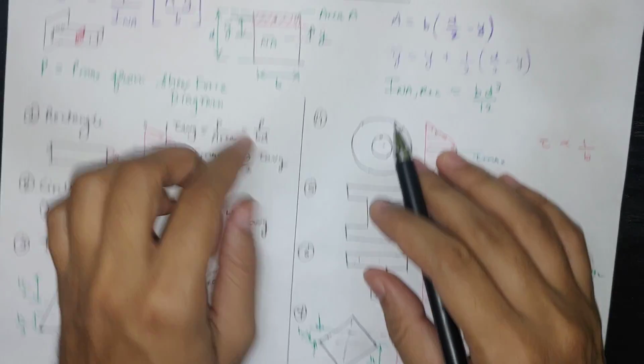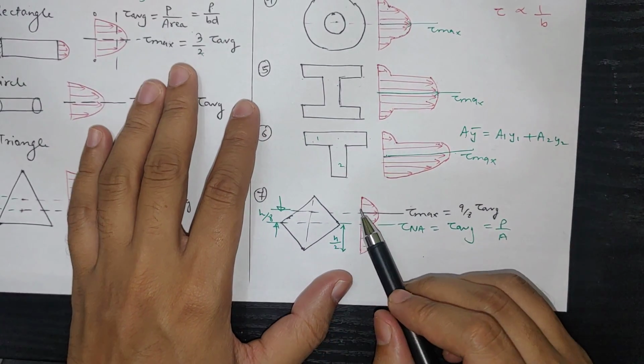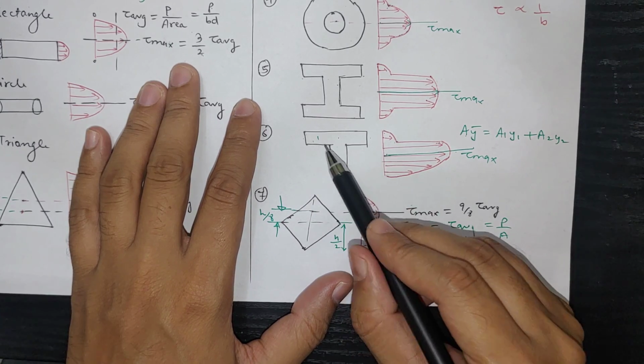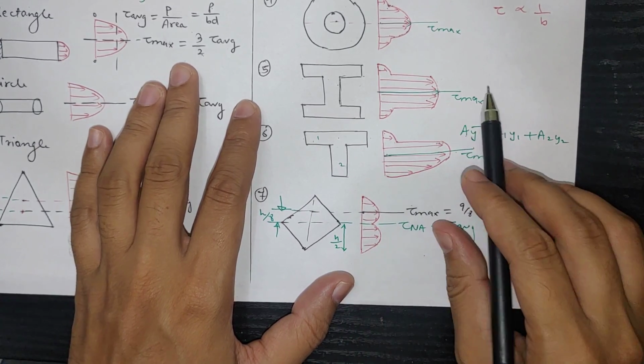Directly we can calculate and put it in this formula. And the b value here and here will be different, so there are two b values. So this is how the shear stress varies.